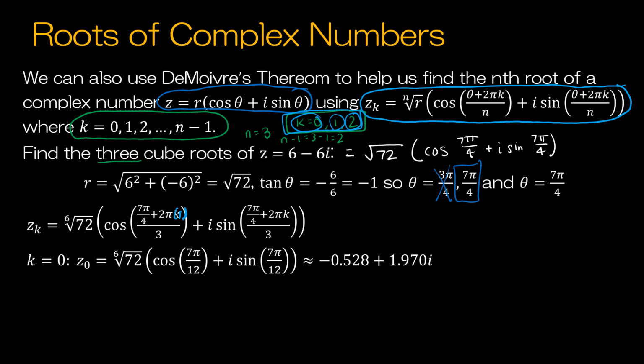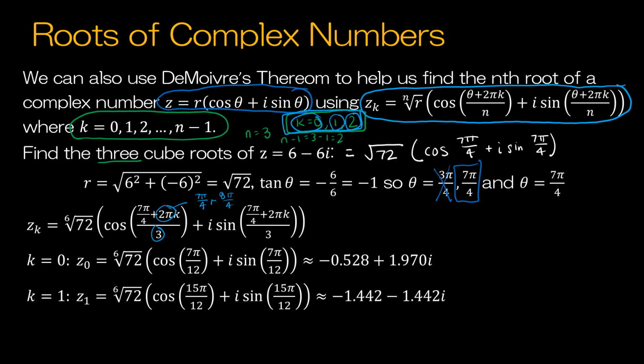And then I did the same thing, letting k equal 1. So now I'm adding 2 pi divided by 3, and it kind of gets a little bit tricky. So what I did was I actually added it to the 4. I said 7 pi over 4 plus 2 pi. 2 pi would be 8 pi over 4. So that's 15 pi over 4, or now divided by 3, 15 pi over 12. So that's really the worst math. Once you know how to plug things into your calculator, you got it. So then I get negative 1.442 minus 1.442i.